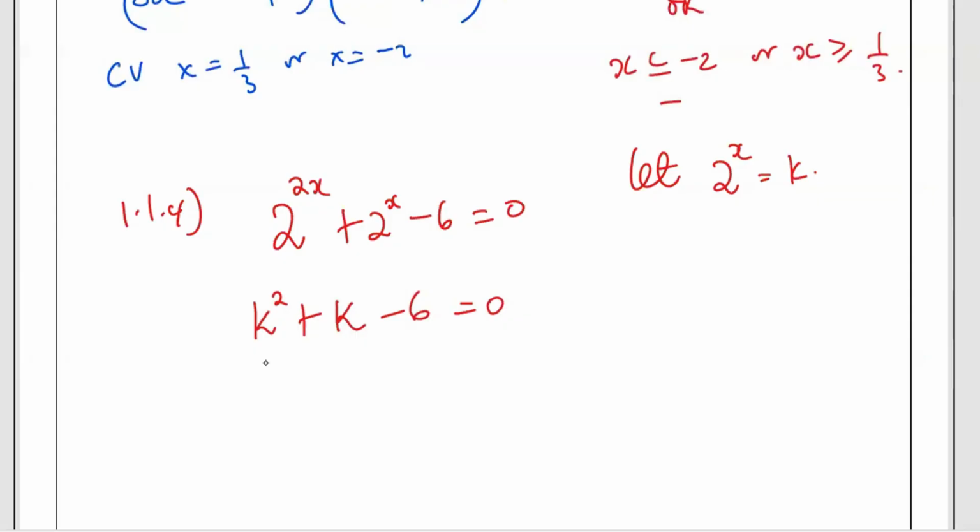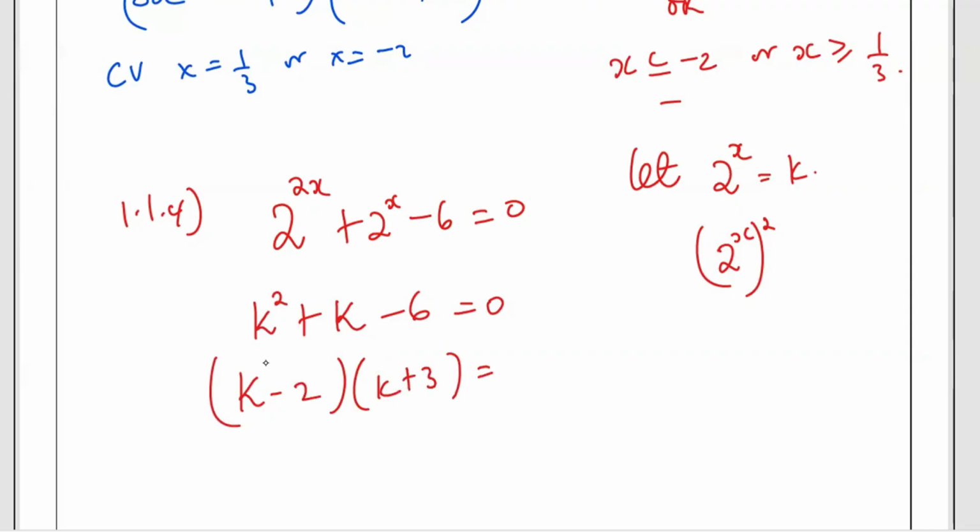Someone asks, how is this a k squared? Remember, we're having something like a 2x and then squared. That's how we come up with a k squared. So factor this out. We're going to have a k, we're going to have a k. This is going to be minus 2 and plus 3. So either k is a 2 or k is a negative 3.